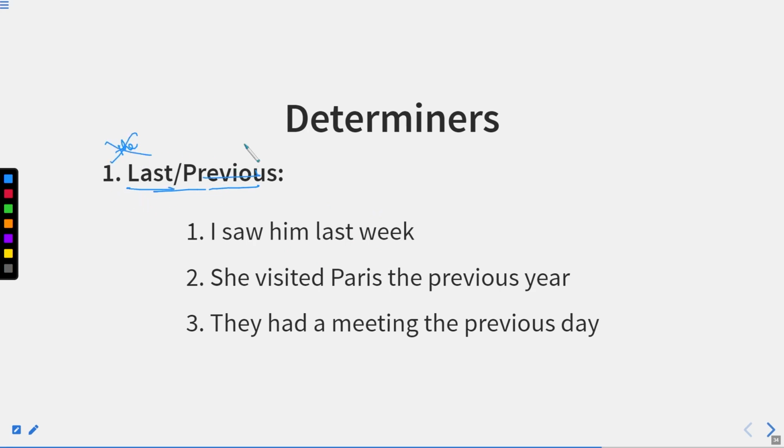But if it is previous, we can use the. The can be used. Now, I saw him last week. This is correct. I cannot say I saw him the last week. She visited Paris the previous year. This is correct because this is previous.